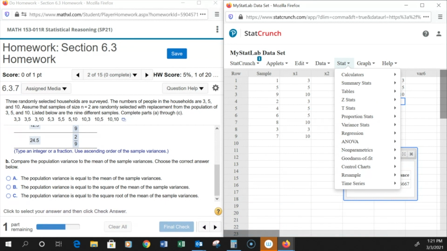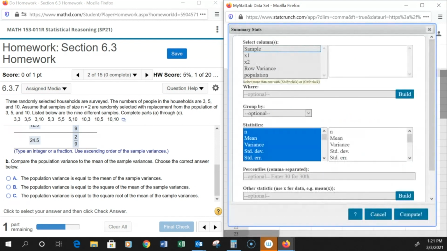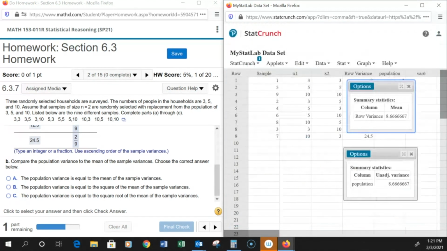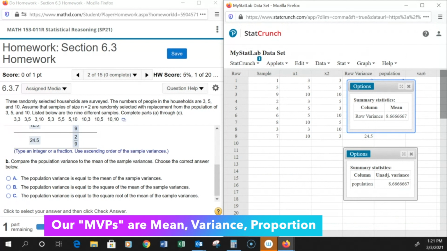So let's find out. Let's go to Stat, Summary Stats. These were in a column, right? There's a column of row variances, and we want to calculate the mean of the sample statistic, and we expect to get the population parameter. Why do we expect that? Because this is a variance. It's one of our MVPs, V for variance.